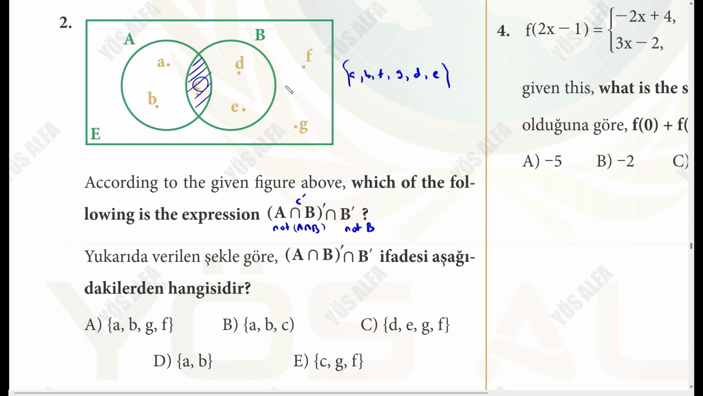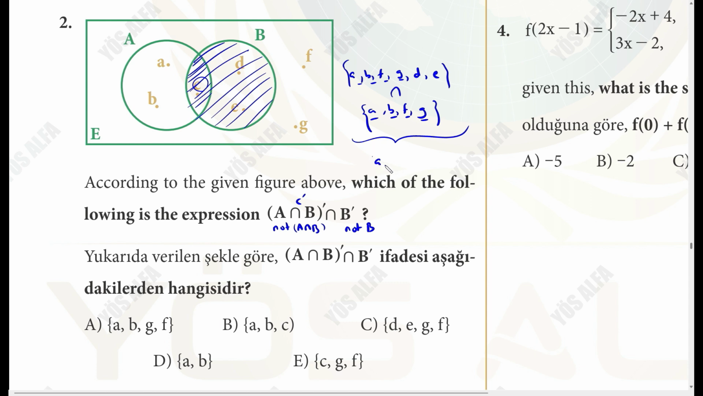In other words, everything else except B. So we'll take B out of the universal set and we're left with A, B, F, and G. So the question asks the intersection of the two sets. Since A, B, F, and G are common for both sets, we can take the intersection to be A, B, F, and G. So this is going to be our answer, A.